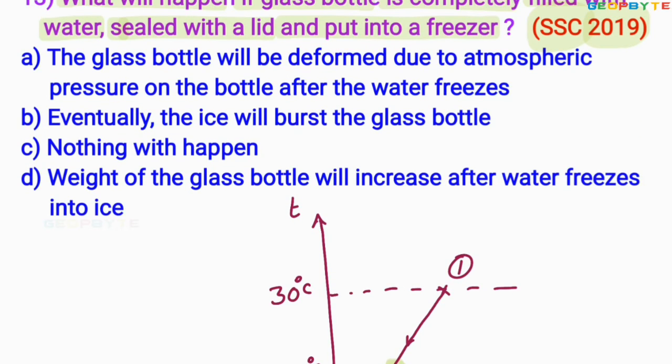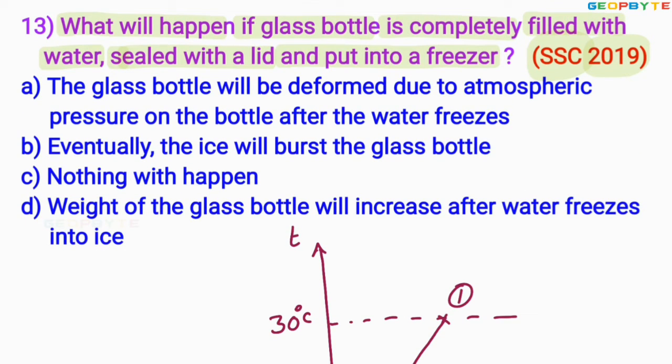Now look at the options. Look at option B. Eventually, the ice will burst the glass bottle. By the time the ice is forming, the volume occupied by the material increases. Along with the ice, the glass bottle cannot expand. Therefore, the glass bottle will be burst. Option B is absolutely correct. I hope you got my point. Let us move to the next one.